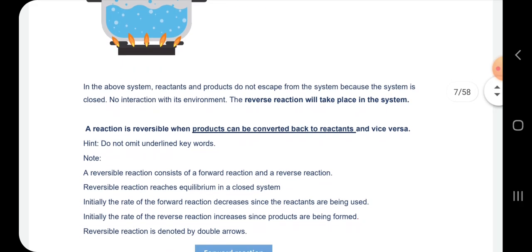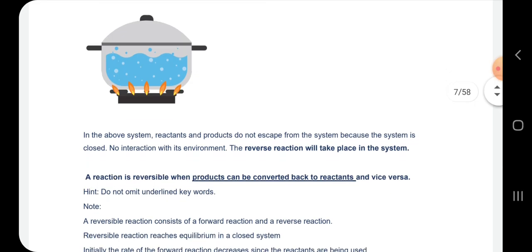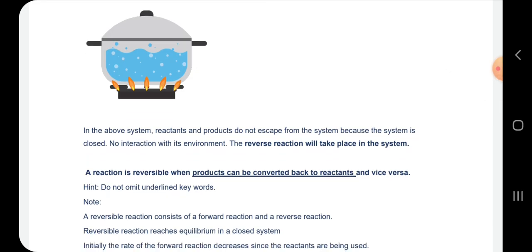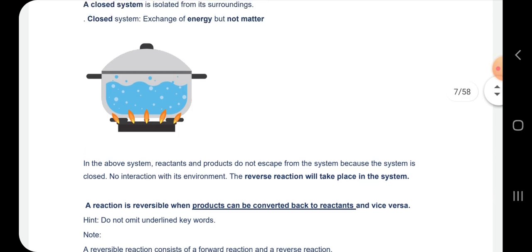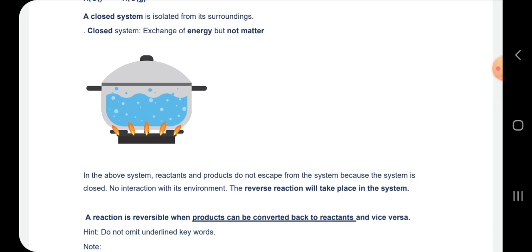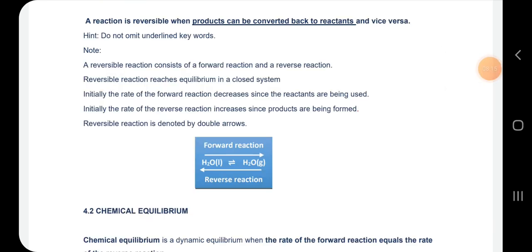All right, so in the above system, which is a closed system, reactants and products do not escape from the system because the system is closed, no interaction with its environment. So the reverse reaction will take place in the system. So remember, in a closed system, there is reverse reaction, but in an open system, we do not have a reverse reaction. So with this closed system, only energy can move in and out of the system. Matter cannot be gained by the system nor lost from the system in a closed system, okay? So that is how we will sum up an open and a closed system. Easy busy.